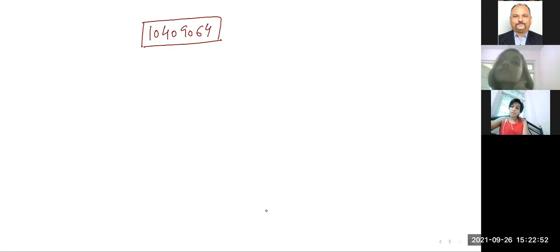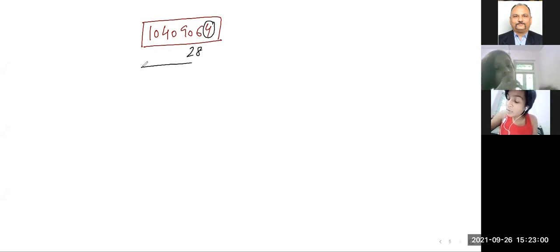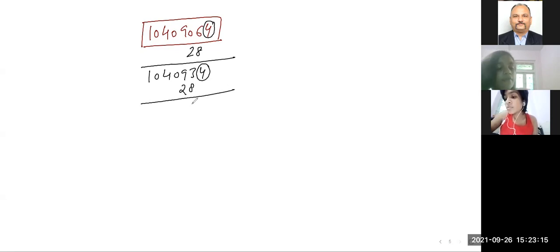Just see this one. I'll take the last digit, multiply it by 7, so it will become 28. So the new number will be 1040934. Again, I'll pick the last number, multiply by 7, so it will again become 28. So it will be 3 plus 8, 11. 9 plus 2, 11 plus 1, 12. 1 carry, 4, 0, 1.